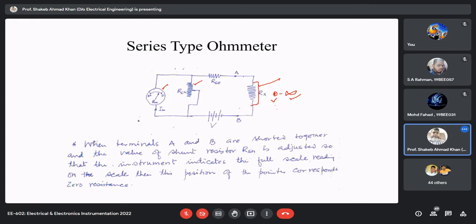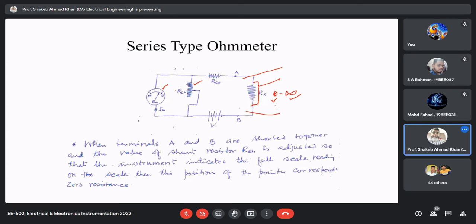And when it is open, then obviously no current will flow. The circuit is open, and this is a series type, that is why it is called series type, so no current will flow and there will not be any deflection in the meter. So the lower side of the scale will indicate infinite resistance and the higher side will indicate zero resistance, and the remaining values will obviously be between zero and infinite.